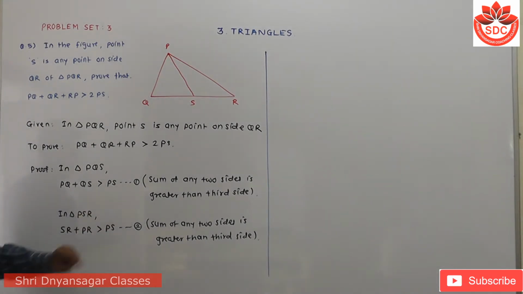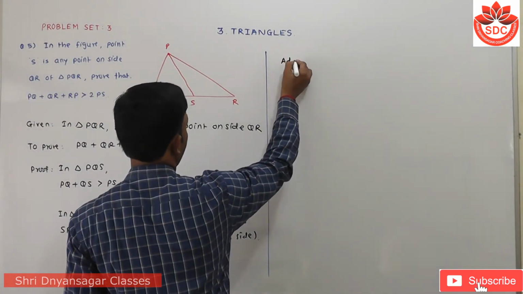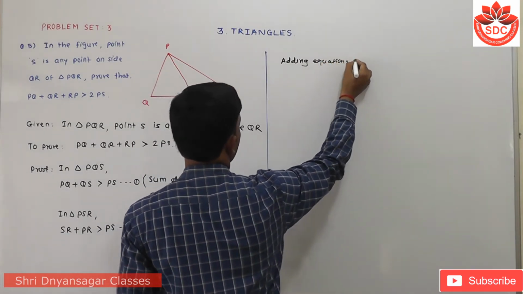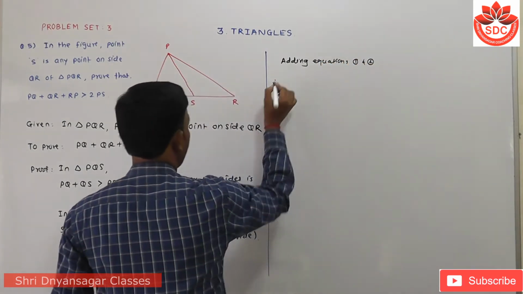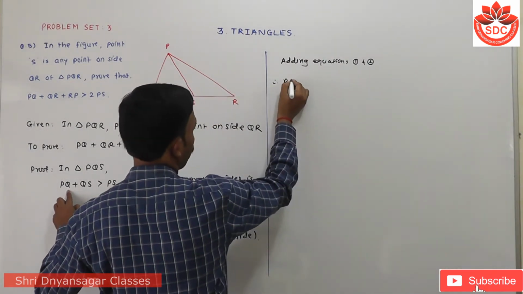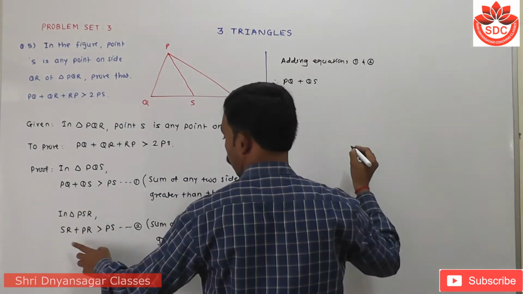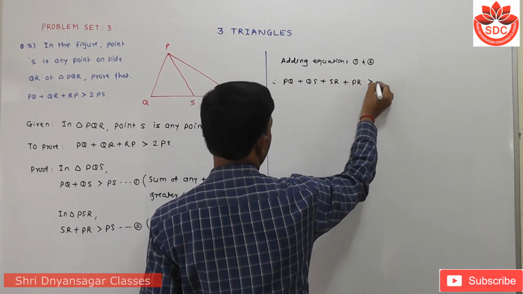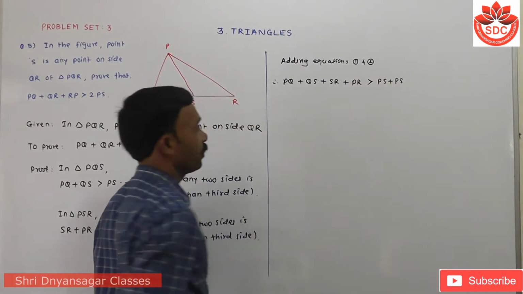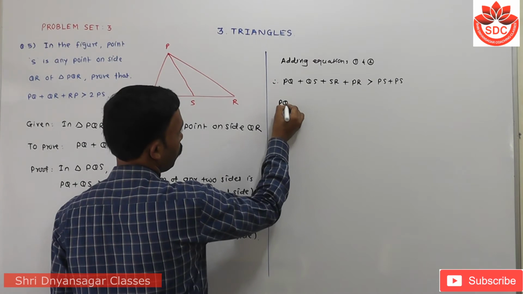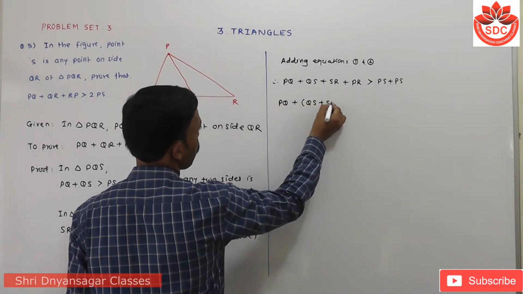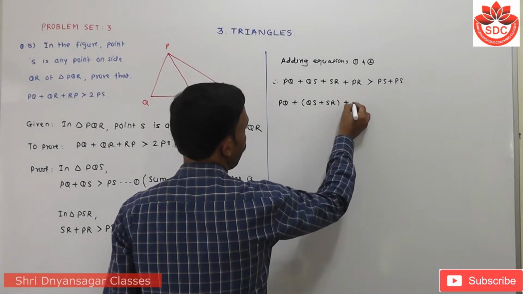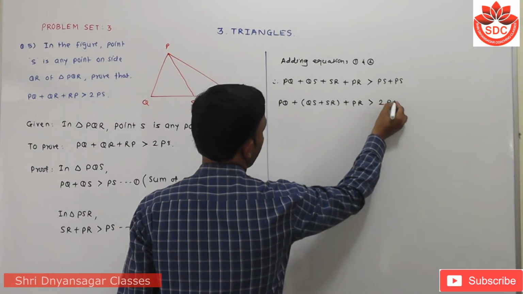Now then, adding equation first and second, adding equations first and second, we get here: PQ plus QS plus SR plus PR is greater than PS plus PS. Then I will take here PQ plus, here QS plus SR, take in one bracket because QS plus SR lies on the same line, plus PR is greater than twice PS.